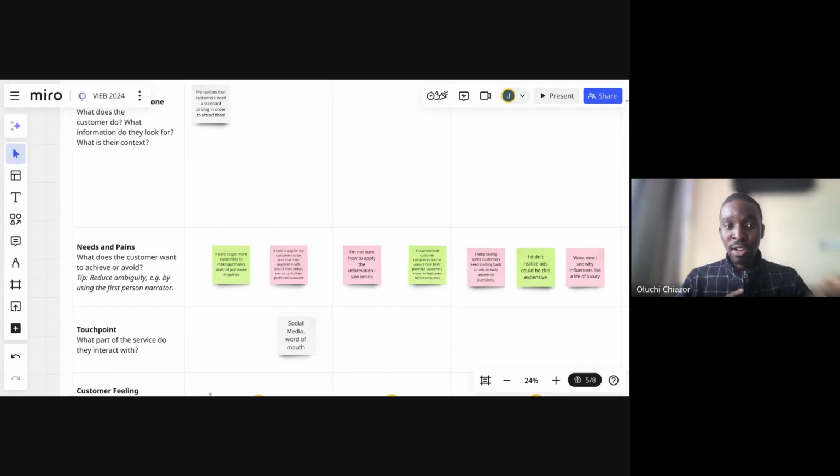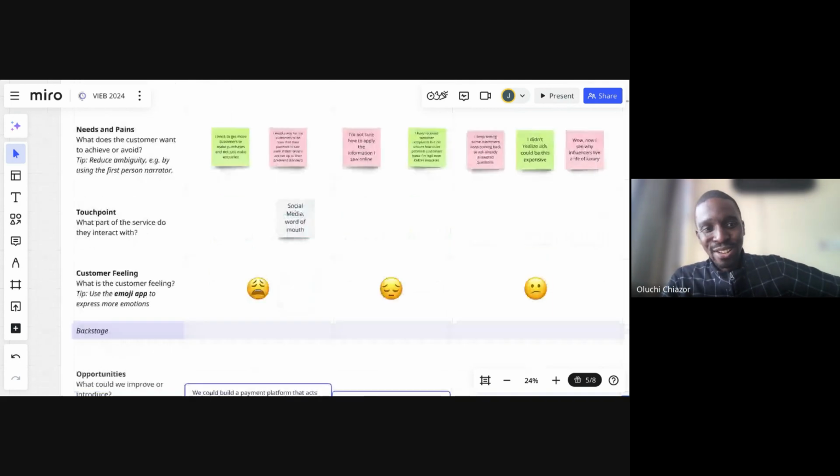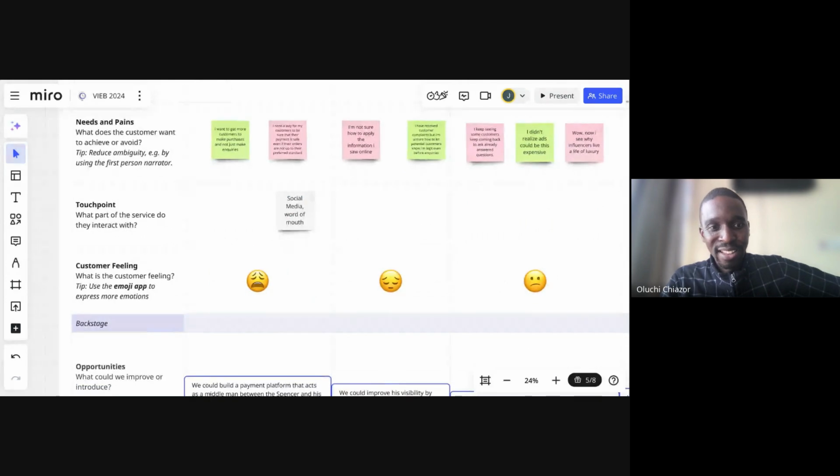The next thing is touch point. What part of the service do they interact with? Again, the touch point for my mother is probably her children. And then look at the final piece. That's my favorite: customer feeling. What is their feeling? Use an emoji. I love emojis for this step. Use an emoji to express this. Look at how frustrated she is. I want to do a touch point with my son, and yet I can't even share with him how aware of a problem I am.